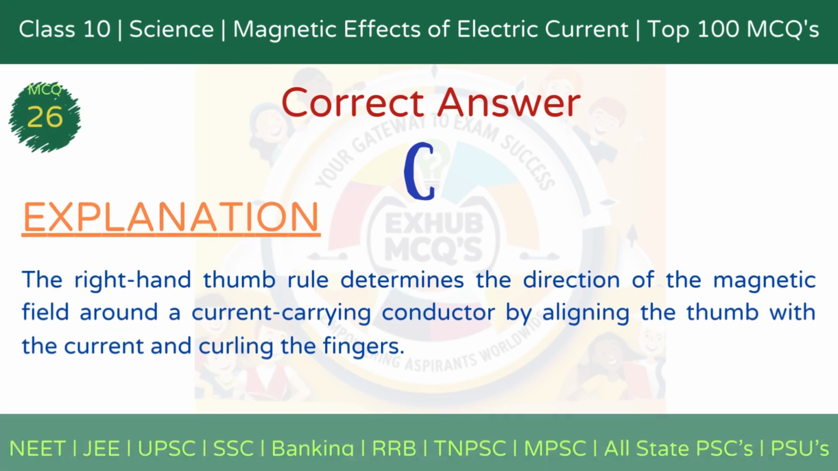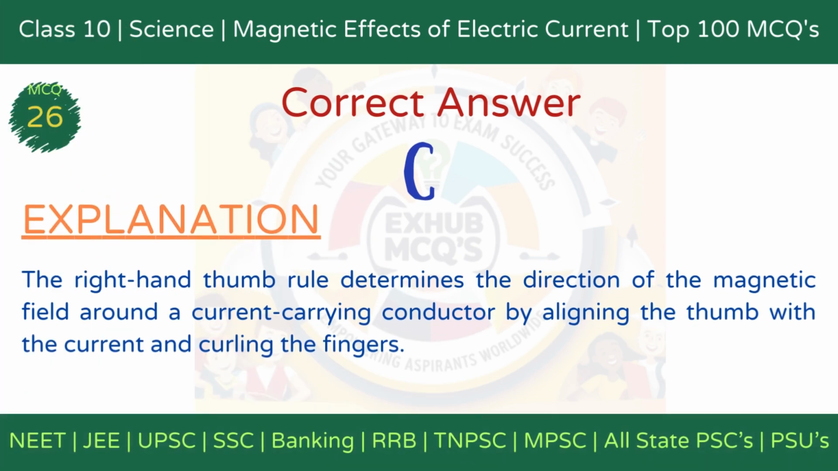The correct answer is option C, direction of magnetic field. Explanation. The right-hand thumb rule determines the direction of the magnetic field around a current-carrying conductor. When the thumb points in the current's direction, the curled fingers indicate the magnetic field's direction.